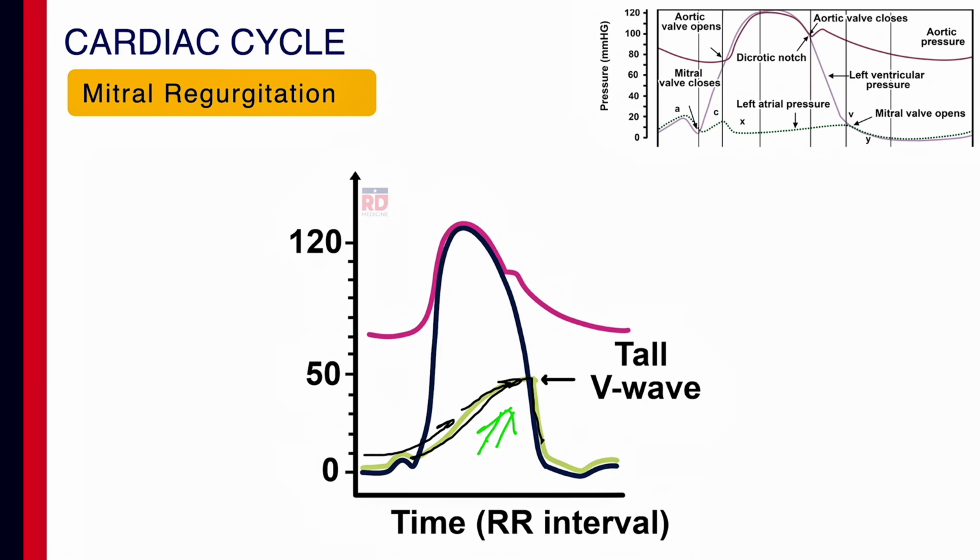In a normal heart, the left atrial pressure should be stable or even falling slightly during systole, since it's just passively receiving blood from the pulmonary veins. But in MR, that pressure spikes, and that's your clue.